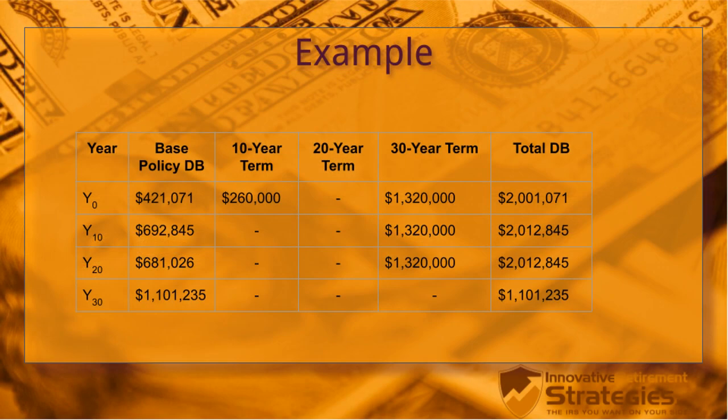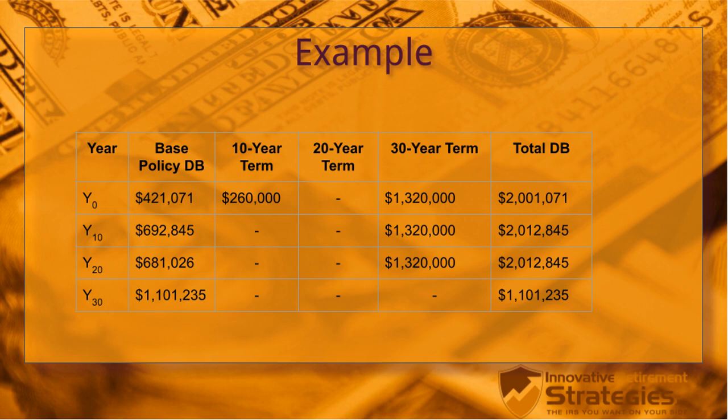All right, so this is showing the same information just in tabular form. So I'm just showing you the numbers of where the base policy death benefit is at over time. So year 0 would be at inception, $421,000 of death benefit. Then year 10, 20, and 30. And we're just showing that with the 421 of base policy plus the 260,000 of 10-year term plus the 1.3 million of 30-year term, we're sitting at $2,001,071 of total death benefit protection.